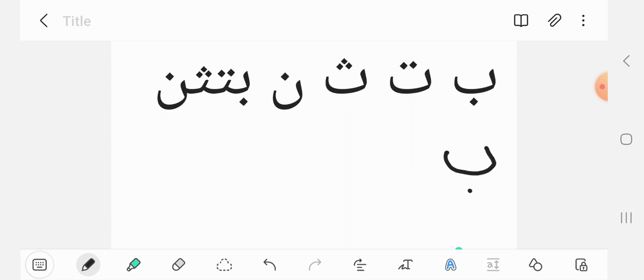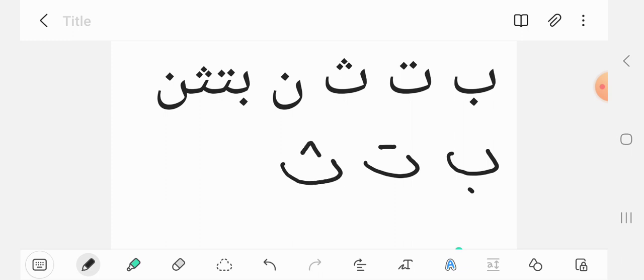So ba, ta, tha, and noon. Now, another note that I would like you to know: when it comes to the ta, sometimes native Arabic speakers will write the two dots as a little line like this. And the reason behind this is to speed up the handwriting without lifting your pen or pencil off the paper.